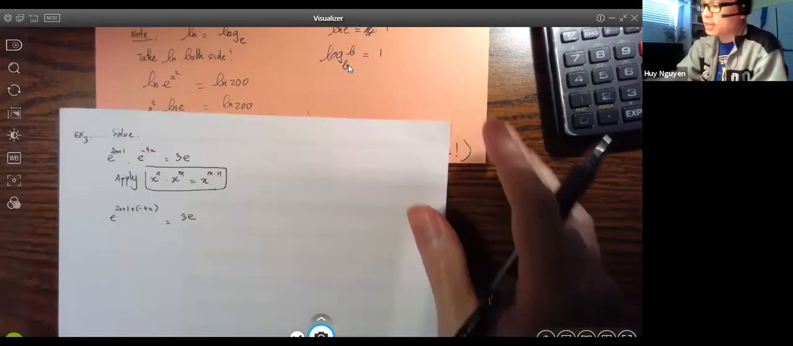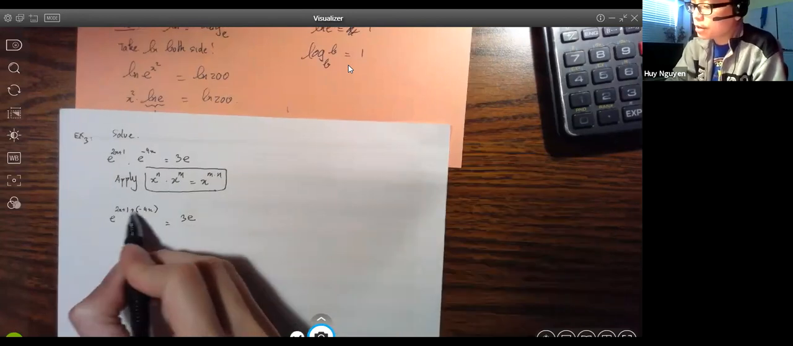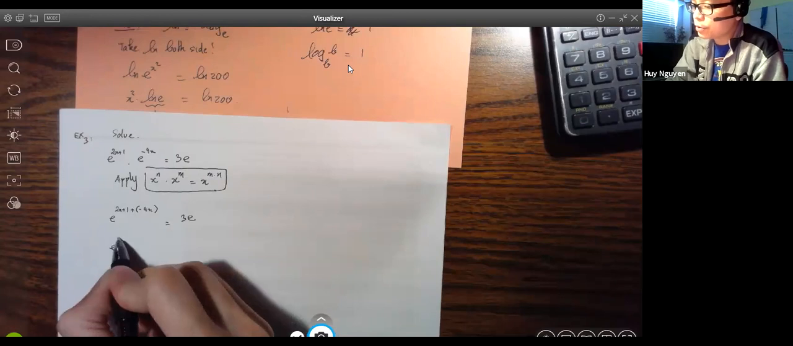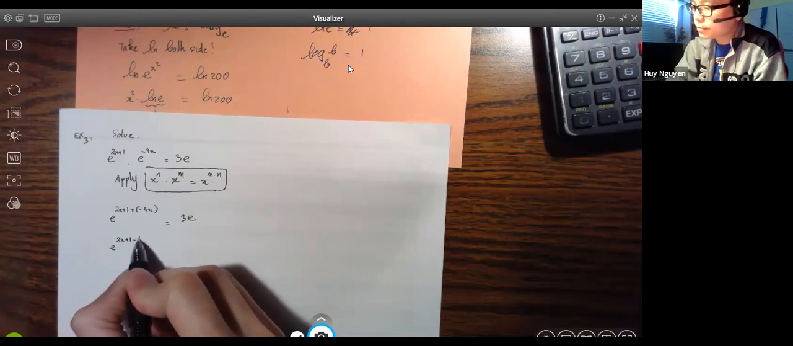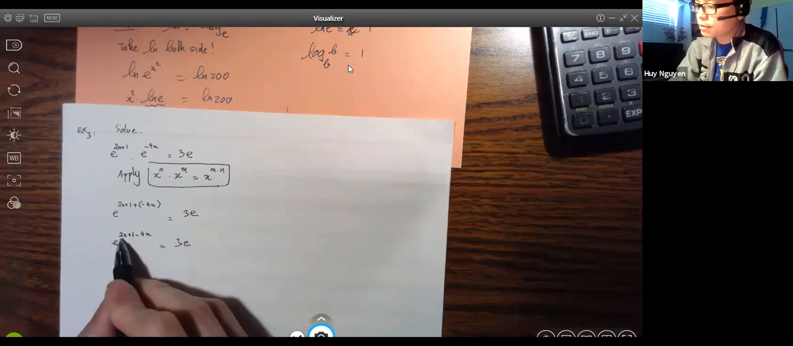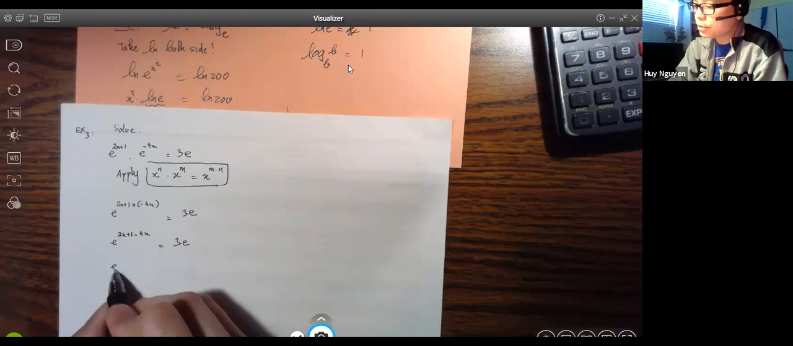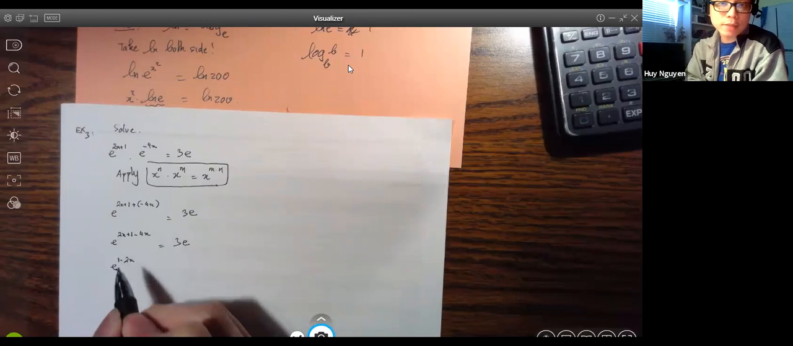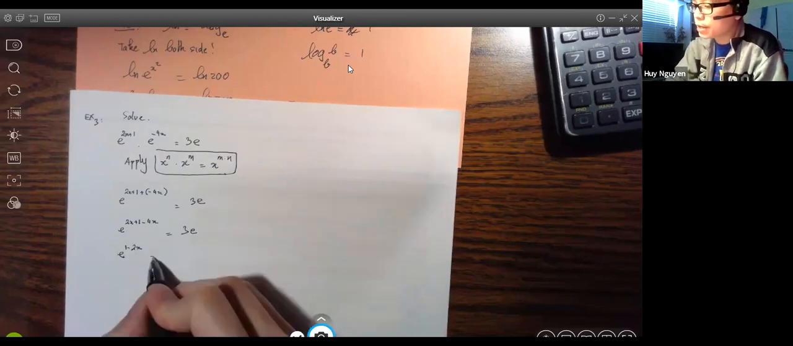So I simplify a little bit on the exponent part here. It becomes e to the 2x plus 1 plus times minus is minus 4x. And I keep simplifying the exponent, so it becomes e to the 1 minus 2x. Right, 2x minus 4x is negative 2x, equal 3e.